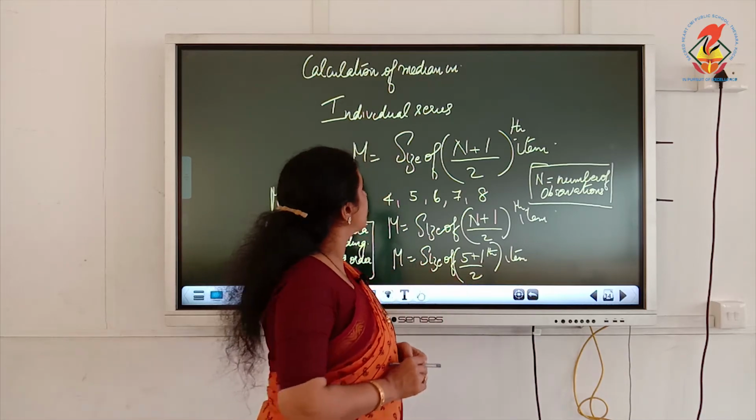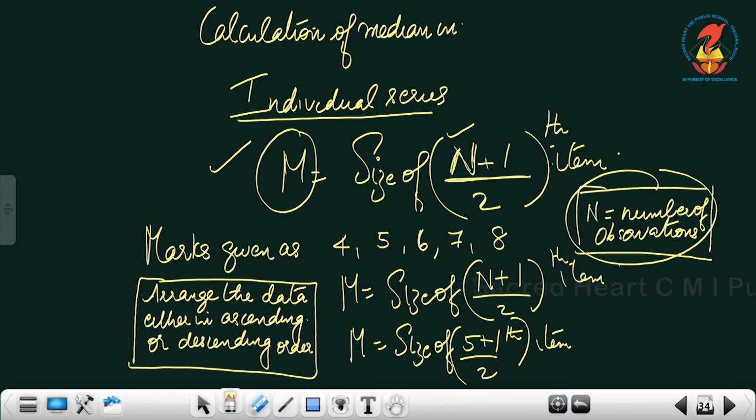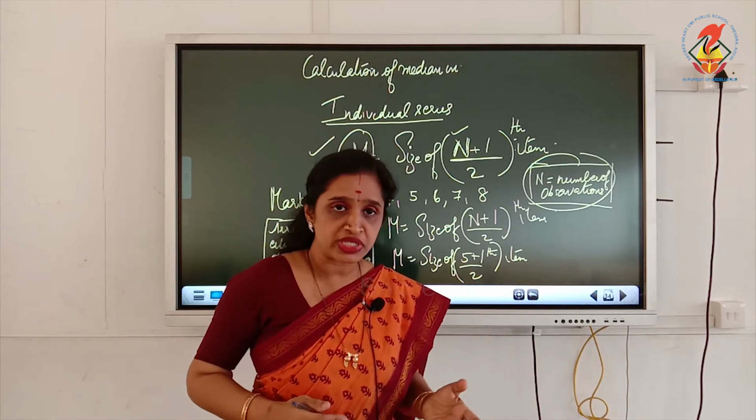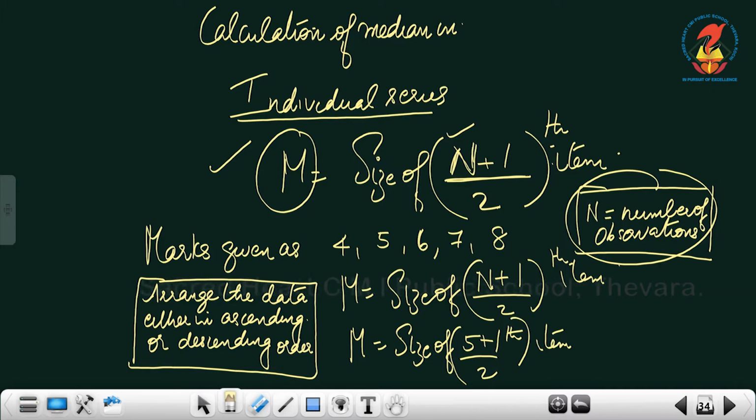Let us see the formula used to find the median in an individual series. Median is represented by the letter M. M is equal to size of (n plus 1) by 2th item. What is n here? N is the number of observations. We know in an individual series there is no frequency, therefore n represents the number of observations. With this we can calculate the median for an individual series.